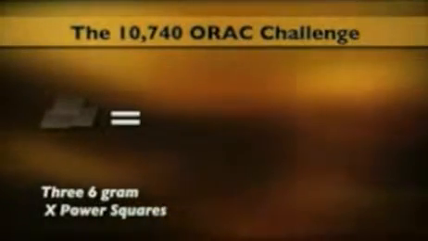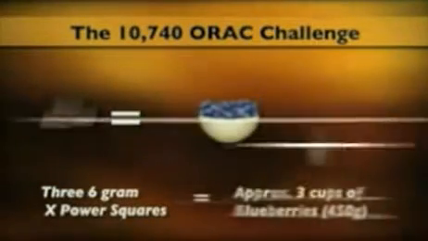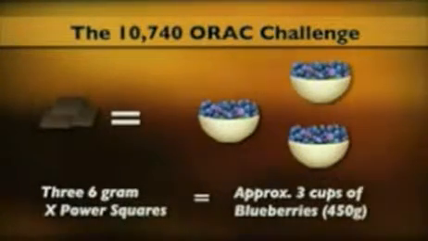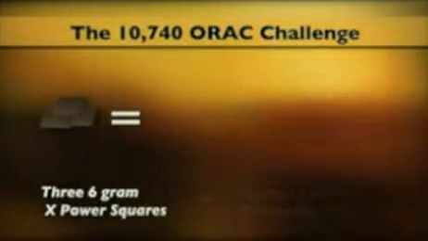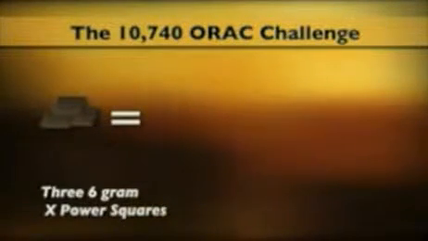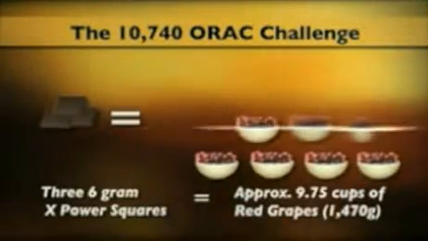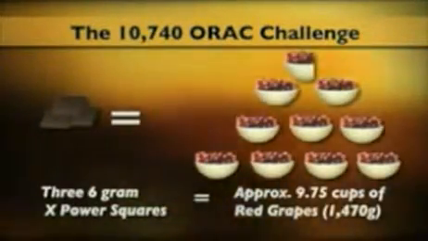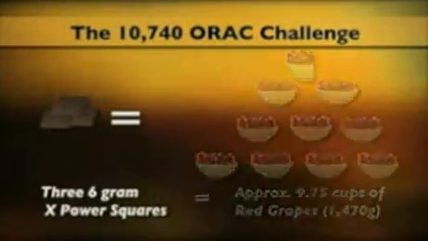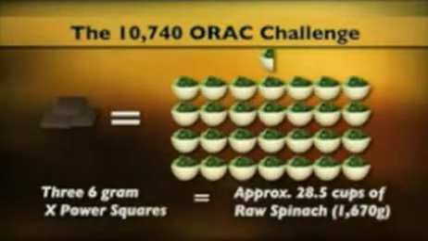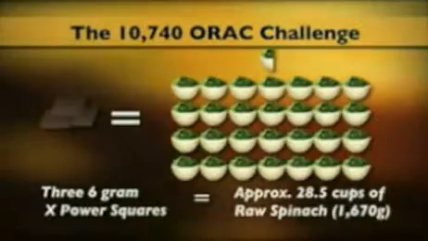3 of the X power squares. We'll do a little comparison. The amount of ORAC and antioxidants you will get from 3 X power squares, you would have to consume 3 cups of blueberries, which would cost probably about $8. That amazes me. I love chocolate. You would have to eat 9.7 cups of red grapes to get the same antioxidant value as 3 of the X power squares. Or you'd have to consume 28.5 cups of raw spinach to get the same value. That might be a little bit hard to do in one day.